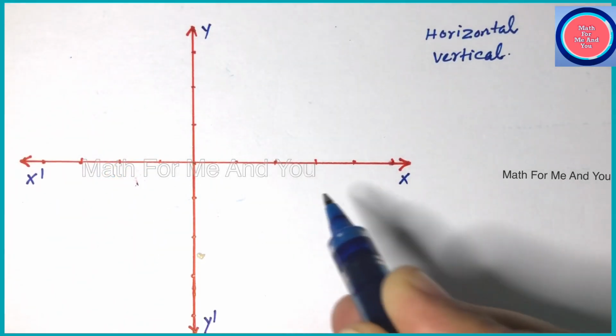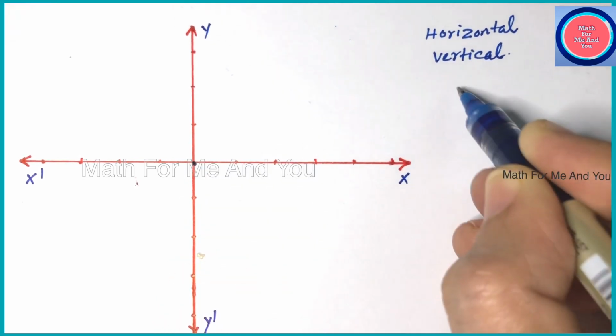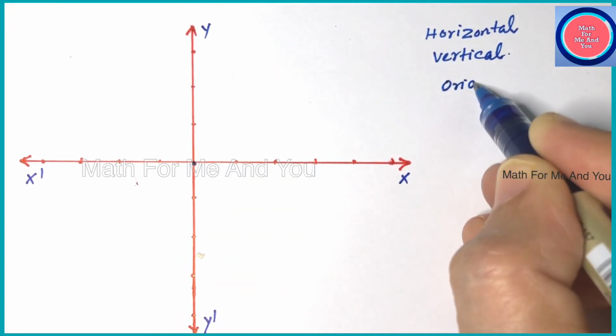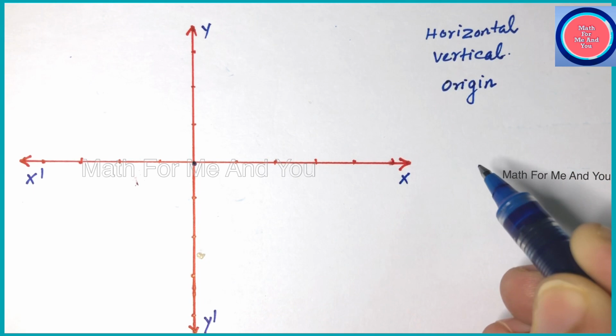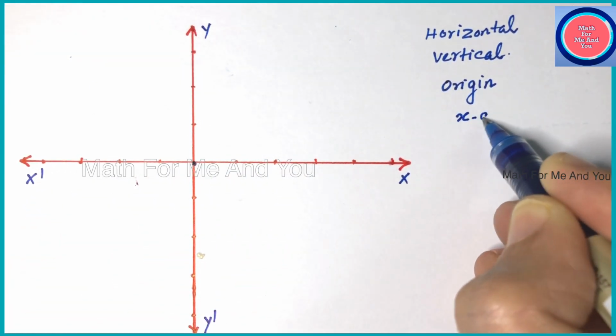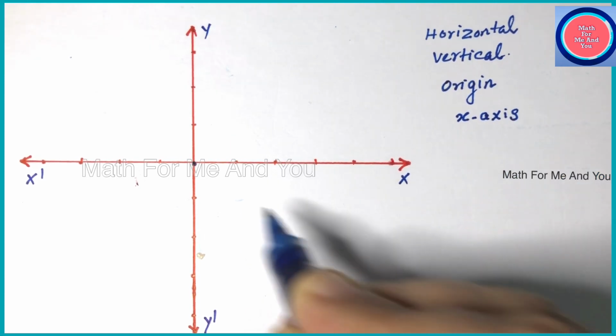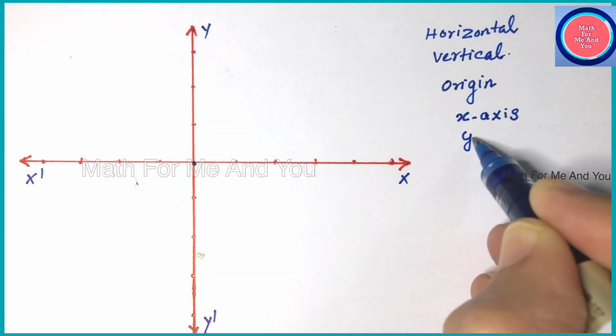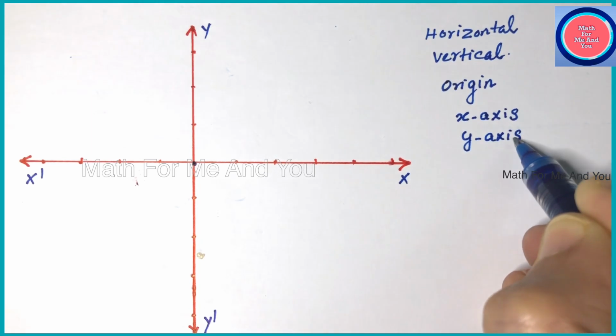These two lines meet at a point and the name of that point is origin, the meeting point of these two lines. You can see x dash x, its name is x-axis, we can call this the x-axis. The other line, its name is y-axis.